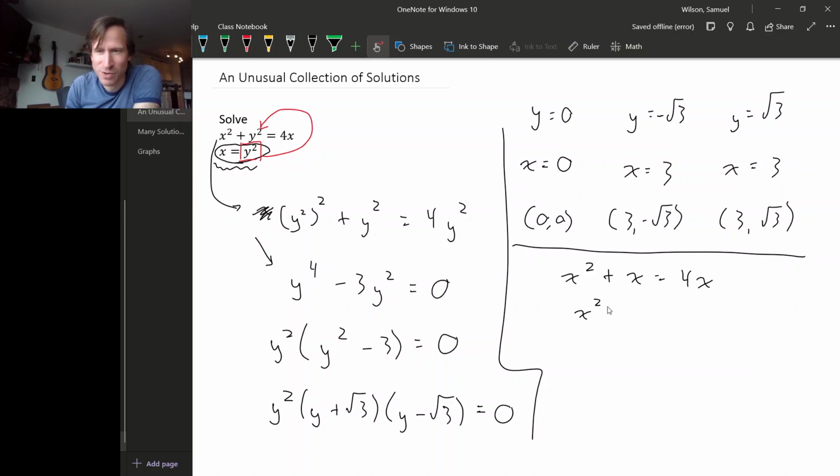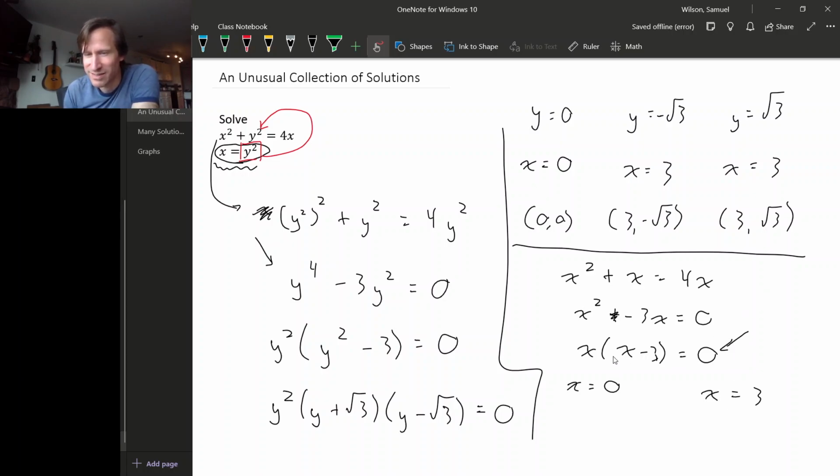This gives us x squared minus 3x equals 0. And this factors, so this is x times x minus 3 equals 0. And so x is either 0 or x is 3. Notice that what we shouldn't do at this point is divide both sides by x, because if you divide both sides by x, you're going to lose the solution that x could be 0. So be careful about dividing by something if it's possible that that thing is 0.